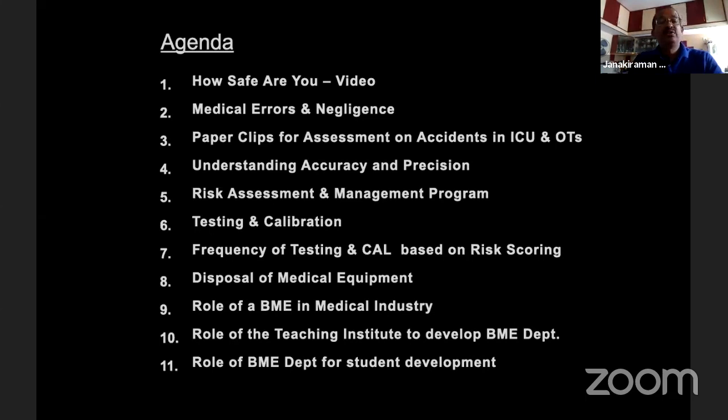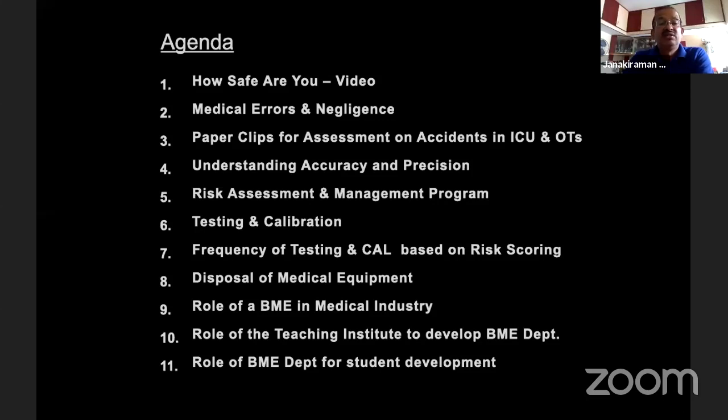Then we are going to see risk assessment and risk management. What is risk assessment? What is the risk involved if a medical equipment fails? Nothing happens, something happens, the patient is crippled for life, or immediate death. If those are all the risks, how can they be managed with a management program. Importance of testing and calibration. Next, what should be the frequency of testing a medical equipment based on risk scoring. Risk scoring falls under risk assessment.